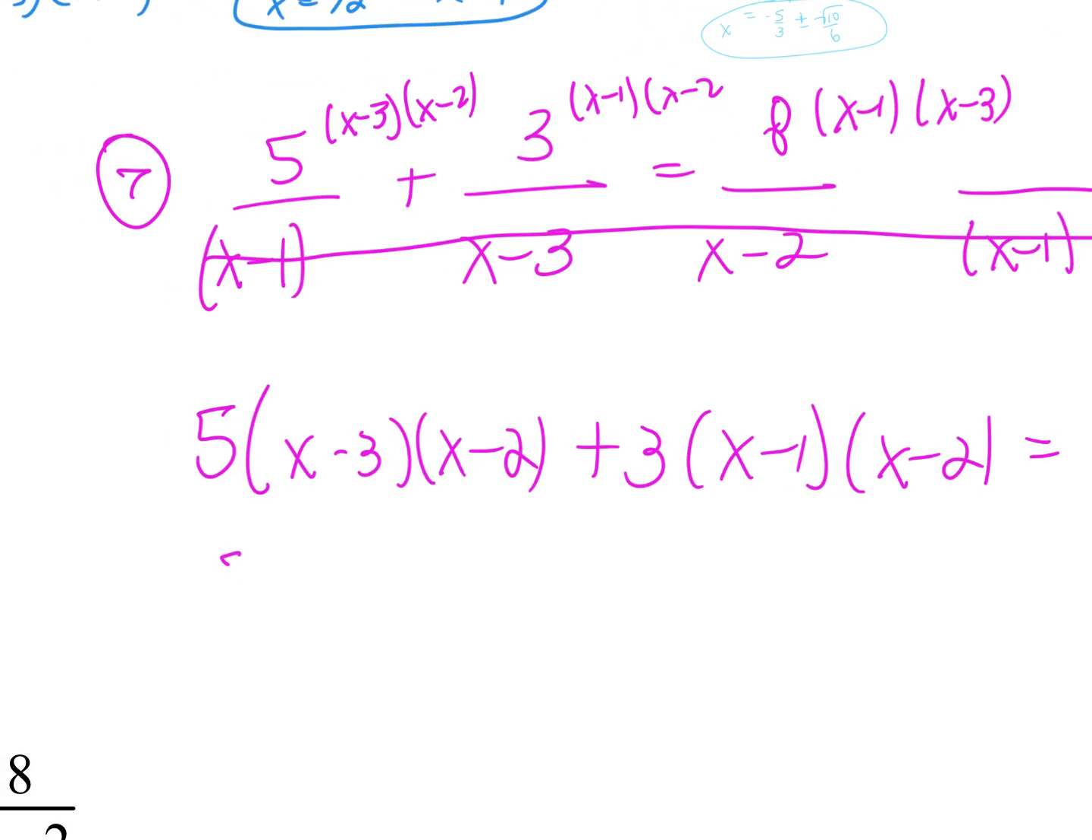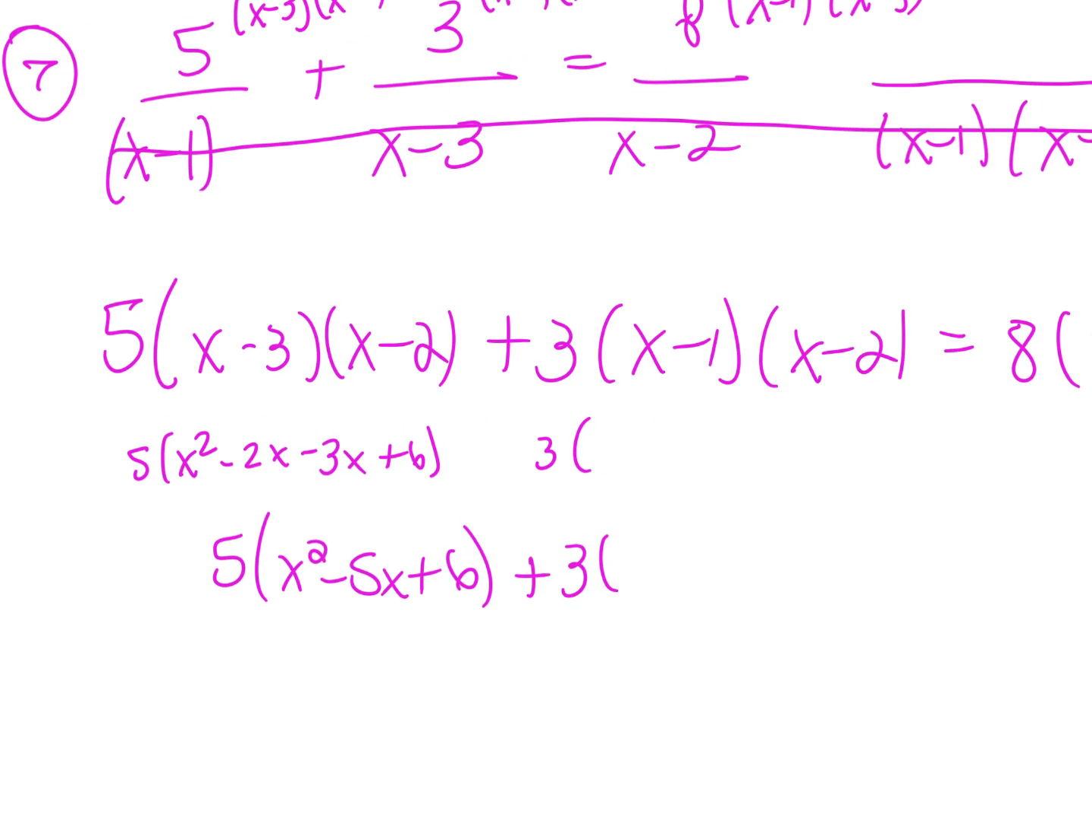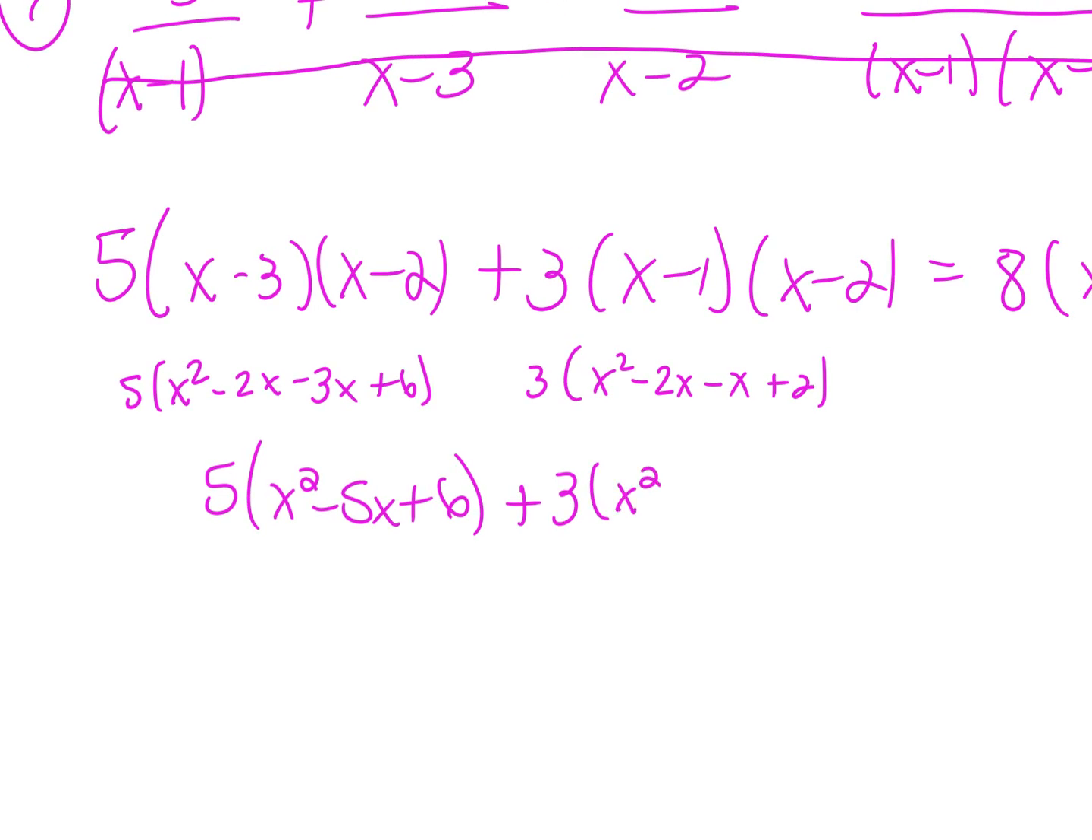So x times x is going to give me x squared. x and negative 2 is negative 2x, minus 3x plus 6. I'm going to combine like terms here. So I have 5 times x squared minus 5x plus 6. That's my first simplification. So now I have plus 3 times: x times x is x squared, x times negative 2 is minus 2x, negative 1 and x is minus x, negative 1 and negative 2 is plus 2. So when we combine like terms, we have x squared minus 3x plus 2.